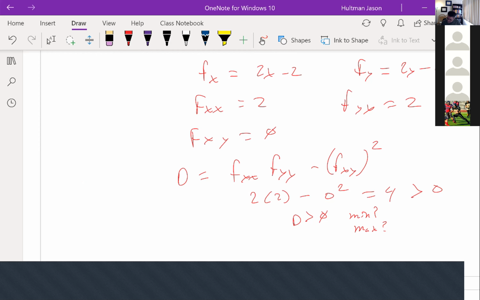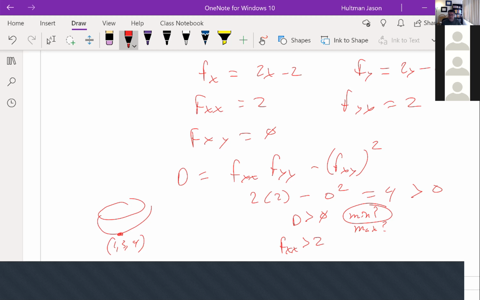Well, let's see. If f sub xx is greater than 0, then we know it's concave up, which means that it's a minimum. And that's exactly what we found out, right? We found out that this thing was a local minimum at 1, 2, 4, I think it was something like that. Or 1, 3, 4. We have a local minimum, right? Woohoo. There we go.